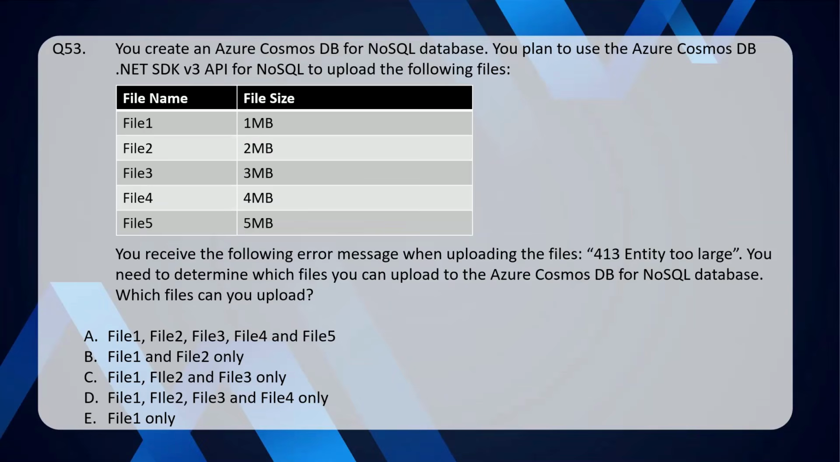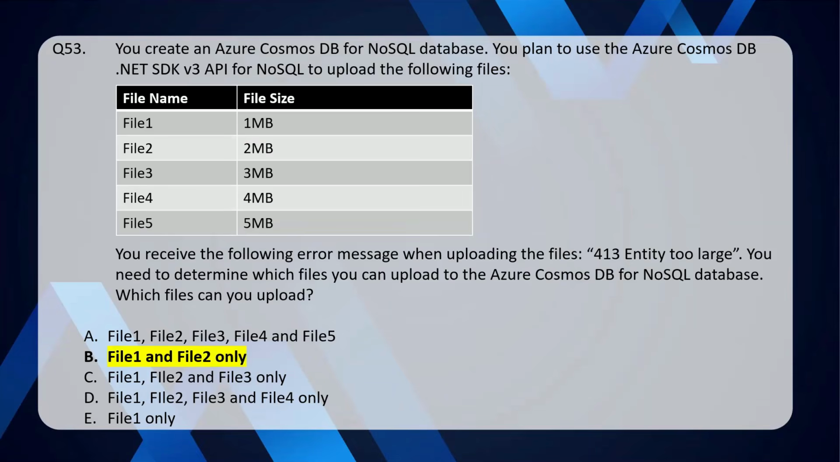Your options are different combinations of all the 5 files being mentioned in the table in the question. Now friends, maximum size limit of an item in Azure Cosmos DB is 2 MB. So you should be able to upload file 1 and file 2, making option B the correct choice.